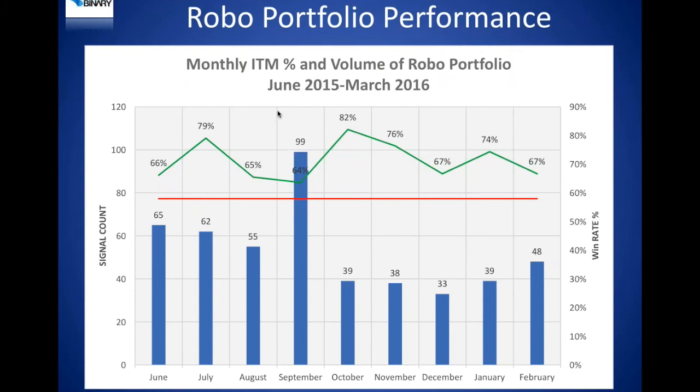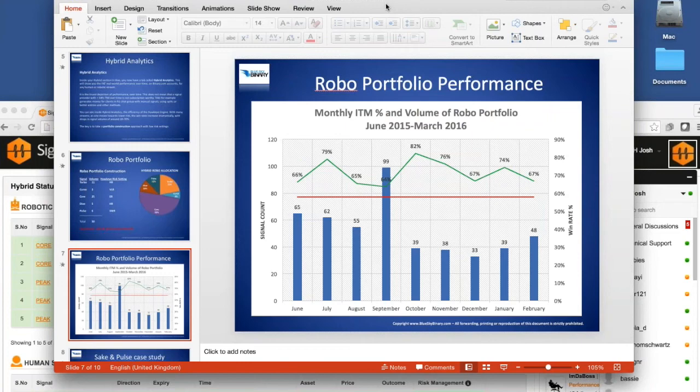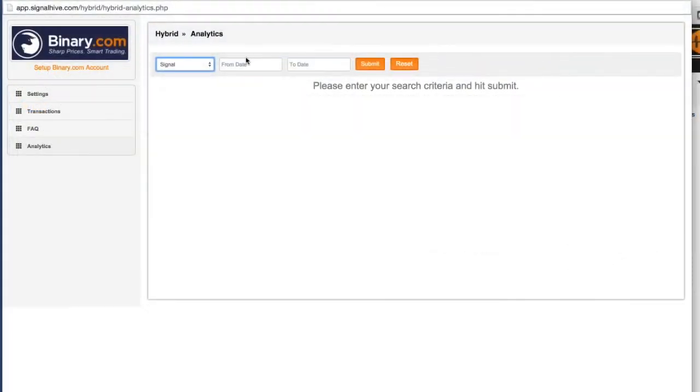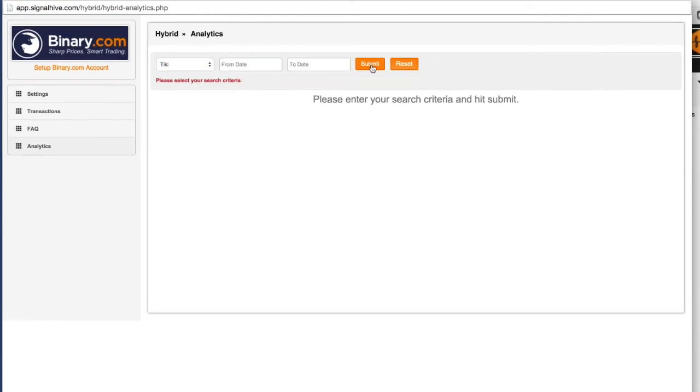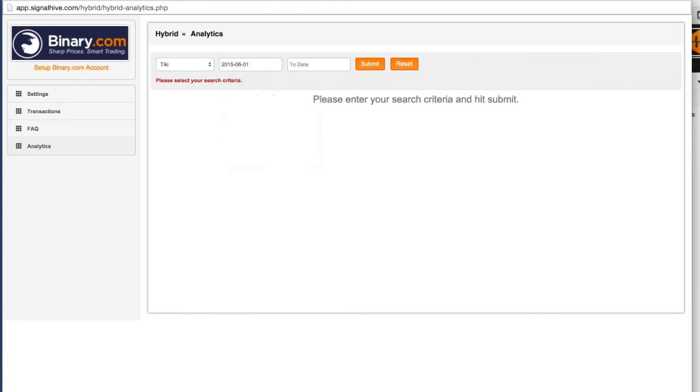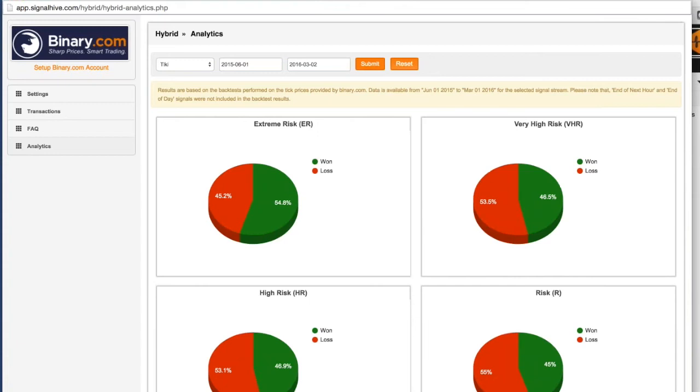Now let's back out of this presentation and go back to... so let's start with Tiki. Tiki is a popular signal provider who has given signals for over a year and has been almost 9 months inside Hive itself. We're going to go back to June 1st of 2015, when Hive launched, until today.